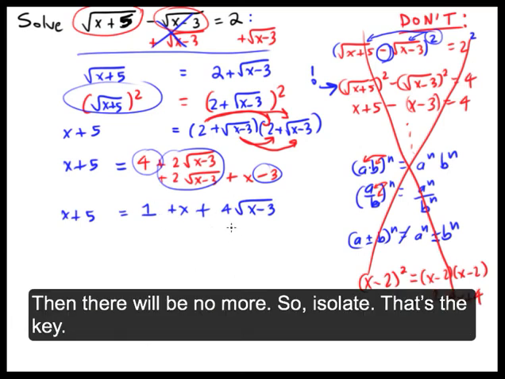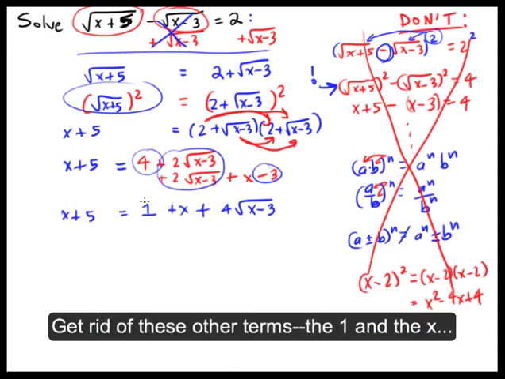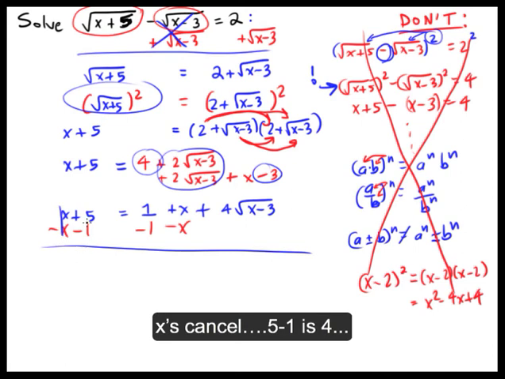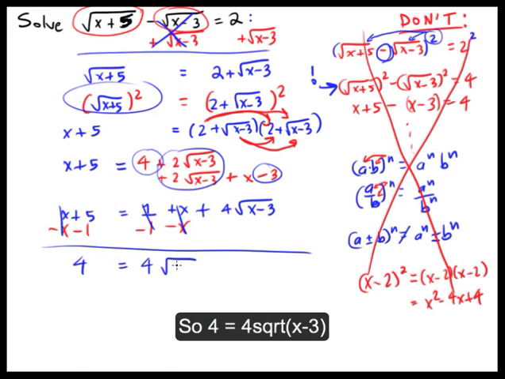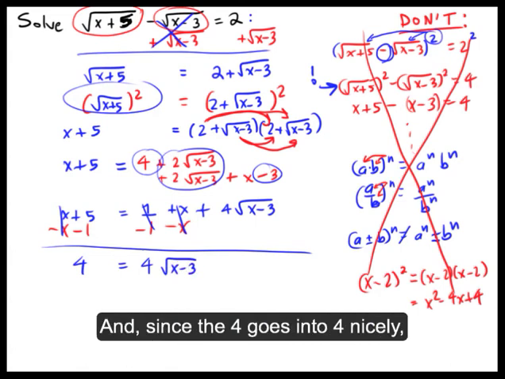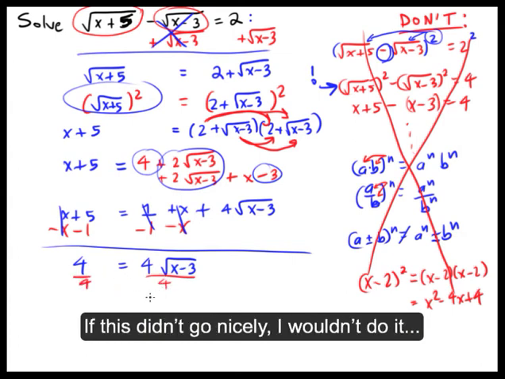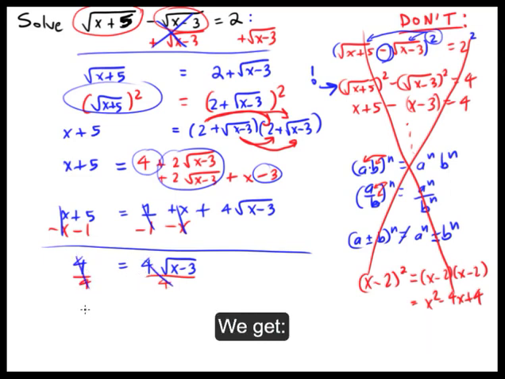Okay, so isolate. That was the key. Isolate. So get rid of these other terms. Subtract the 1, subtract the x from both sides. The 1's and the x's cancel. 5 minus 1 is 4. So 4 equals 4 square root of x minus 3. And since the 4 goes into 4 nicely, I'm going to divide both sides by 4. If this didn't go nicely, I wouldn't do it, but it goes nicely. So we get 1 equals square root of x minus 3.